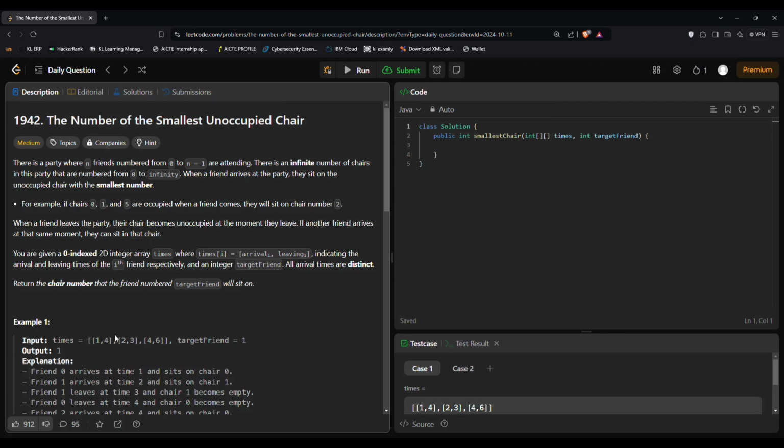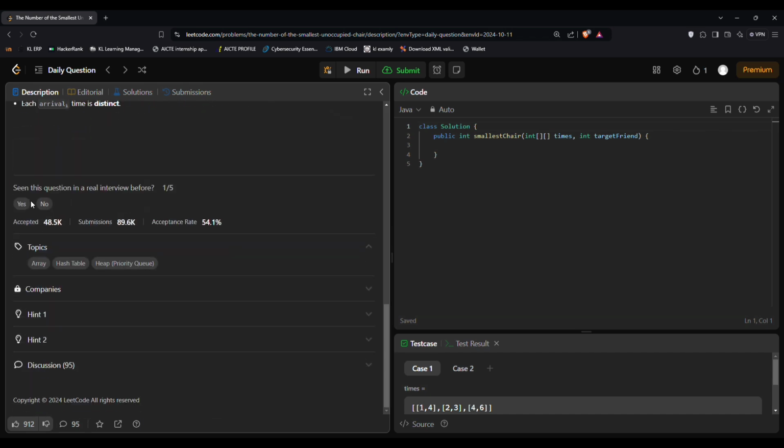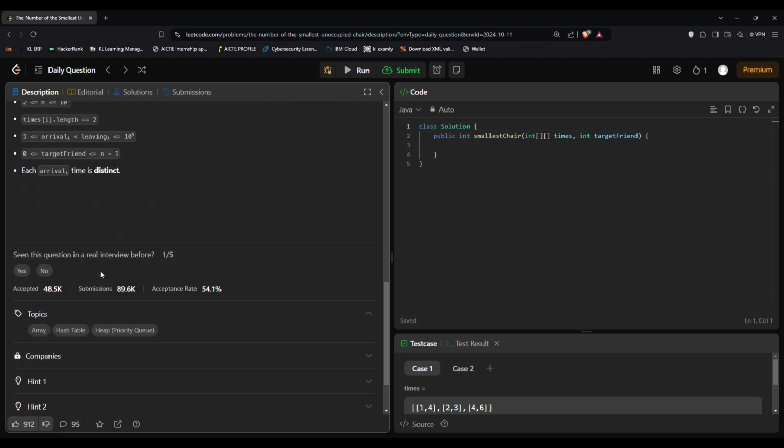Today we will be solving the daily Leetcode challenge for October 11, 2024. The problem number is 1942. The problem name is the number of smallest unoccupied chairs. It is a medium problem. It belongs to the topic of arrays, hash table and heap or priority queue. The primary concept of the problem is arrays. The hash table and priority queue are used to achieve the synchronization in the problem.